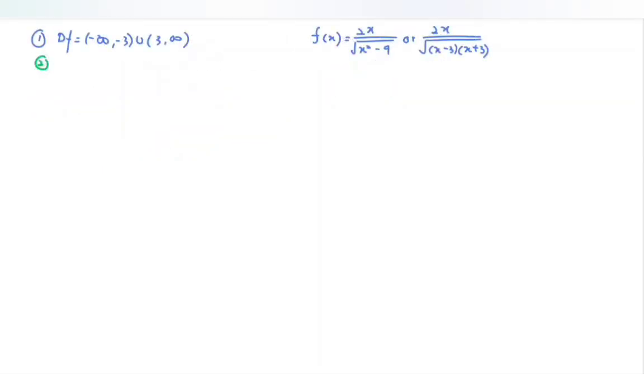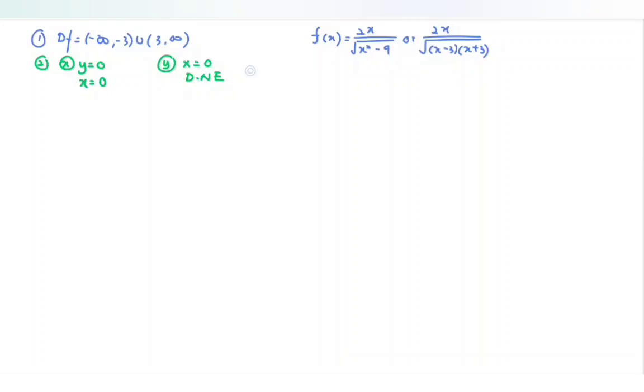Continuing, the second step is to determine the x and y intercepts. Here we have the x-intercept when y equals 0. So when y equals 0, automatically x equals 0. In order to find the y-intercept, x must be equal to 0, and then we will have does not exist. So actually both also do not exist.